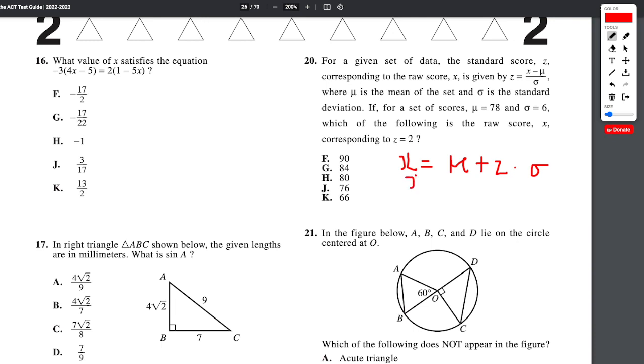Well, x equals, our mu is 78 plus z, our z score is 2, it's positive, and our sigma is 6. So that's 78 plus 12, which y'all all know is 90.